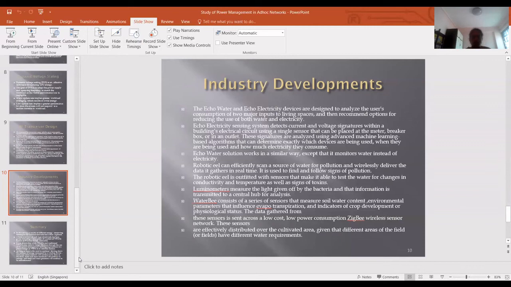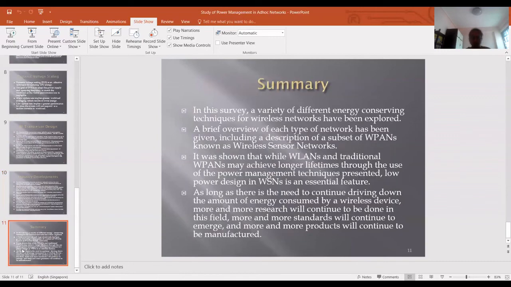Waterbead consists of a series of sensors that measure soil water content, environmental parameters that influence evapotranspiration, and indicators of crop development or physiological status. The data gathered from these sensors is sent across a low-cost, low-power consumption Zigbee wireless sensor network. These sensors are effectively distributed over the cultivated area, given that different areas of the field have different water requirements.